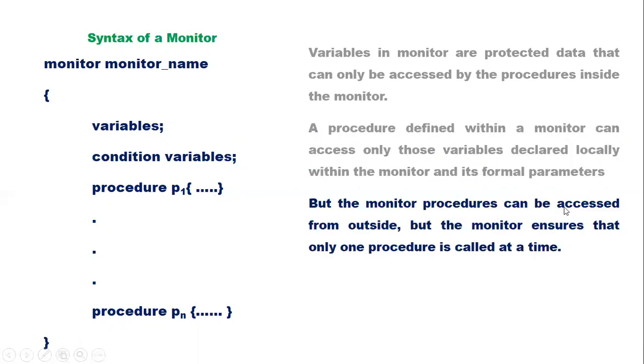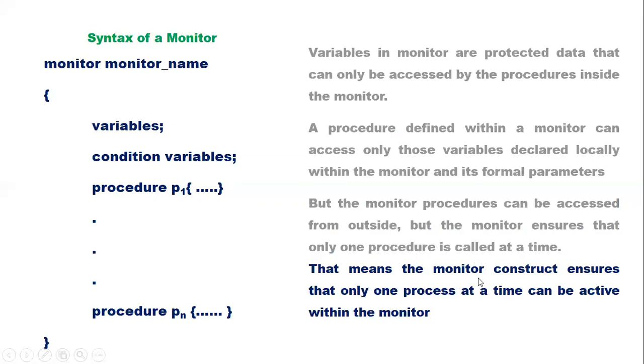But the monitor procedures can be accessed from outside, but the monitor ensures that only one procedure is called at a time. We cannot access the variables from outside, but the procedures can be accessed from outside. So here the condition is that the monitor ensures that only one procedure is called at a time. That means only one process can be executing inside the monitor. So the monitor construct ensures that only one process at a time can be active within the monitor.